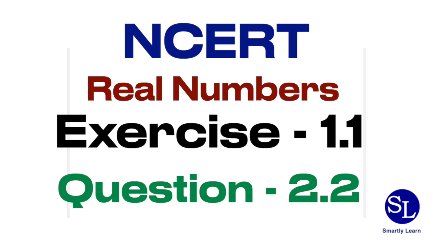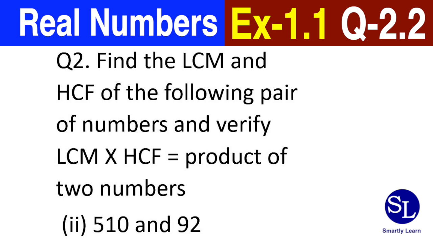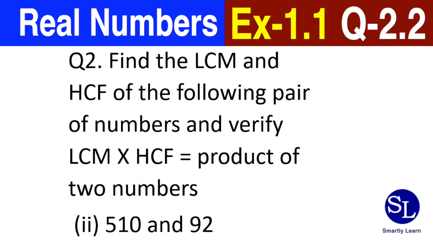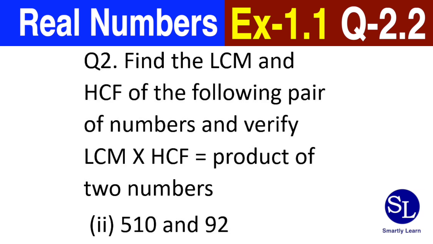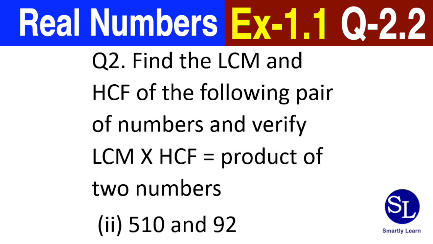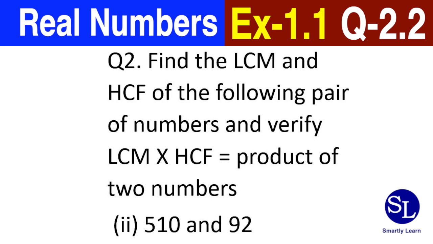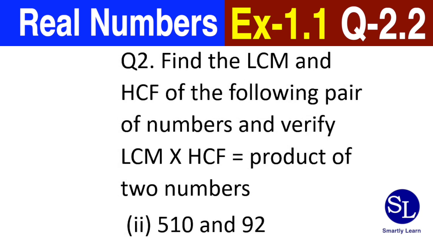In this video, we are going to solve the second subdivision in question 2 in exercise 1.1. So let us look at the question. Find the LCM and HCF of the following pair of numbers and verify that LCM into HCF is equal to the product of the two numbers. The numbers they have given in these cases are 510 and 92.